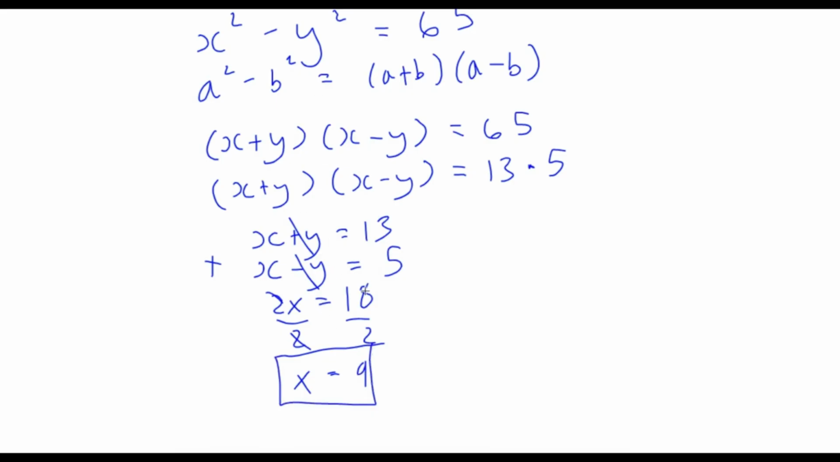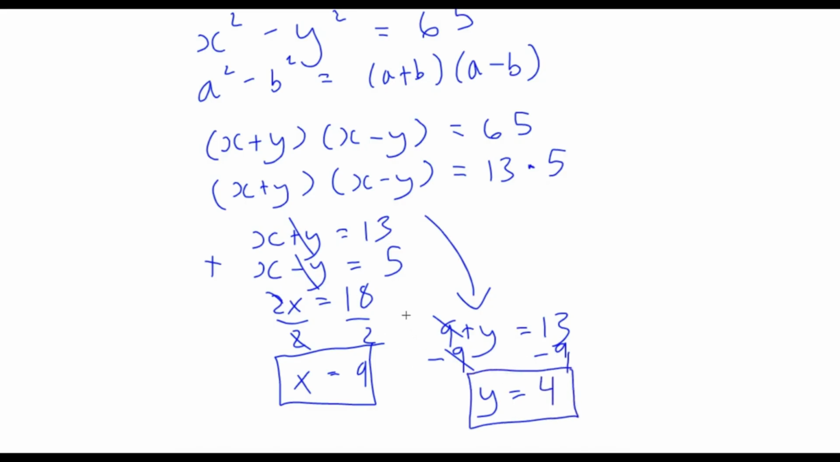So now that we have our value for x, let's go ahead and find our value for y by plugging in x into this equation. So x plus y equals 13. If we plug in 9 for x, we get 9 plus y is equal to 13. Now, if I subtract 9 on both sides, these two cancel out, and I would get y is equal to 13 minus 9, which is 4.